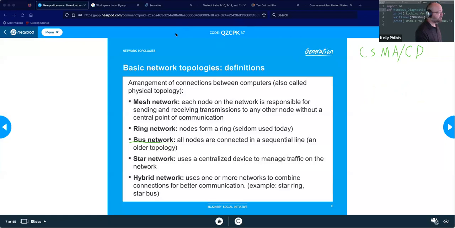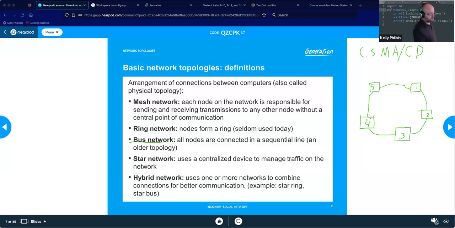Next, I have better pictures of these in a little bit for you. We got the ring. And what the ring does is it connects each computer to the one next to it, forming a ring. So if I'm on computer one, and I want to speak to computer four, I have to send that message through 2, 3, and then get to 4. So it's more of a closed loop.